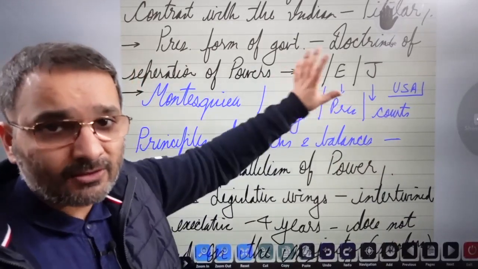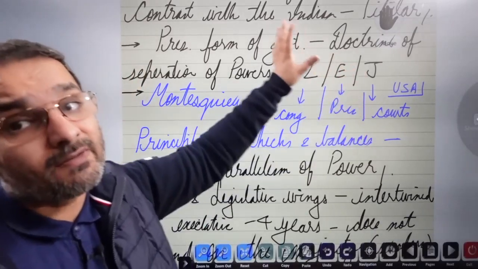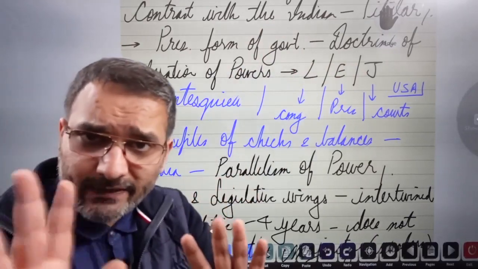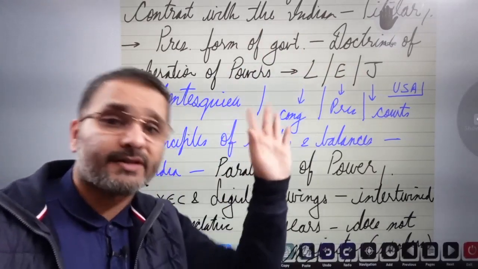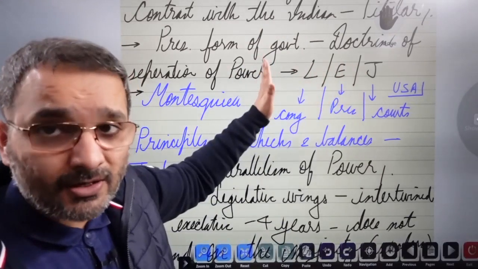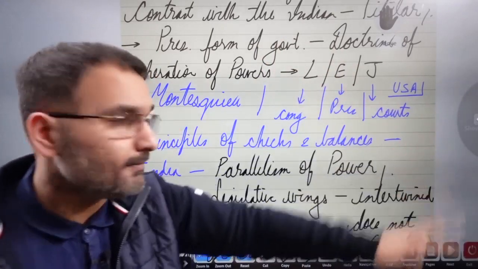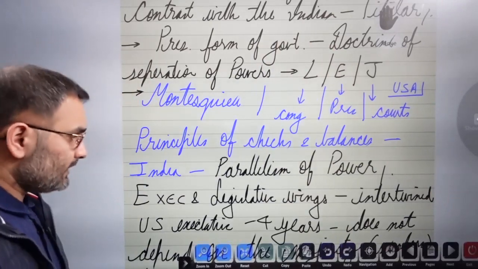So Congress has a lot of control over the president. The president vice versa has a lot of control over the Congress. So Congress, hamari Sonia Gandhi wali Congress nahi, I'm talking about the US Congress. The people who make the laws, the executive will get them executed, and the judiciary is a separate ball game altogether.